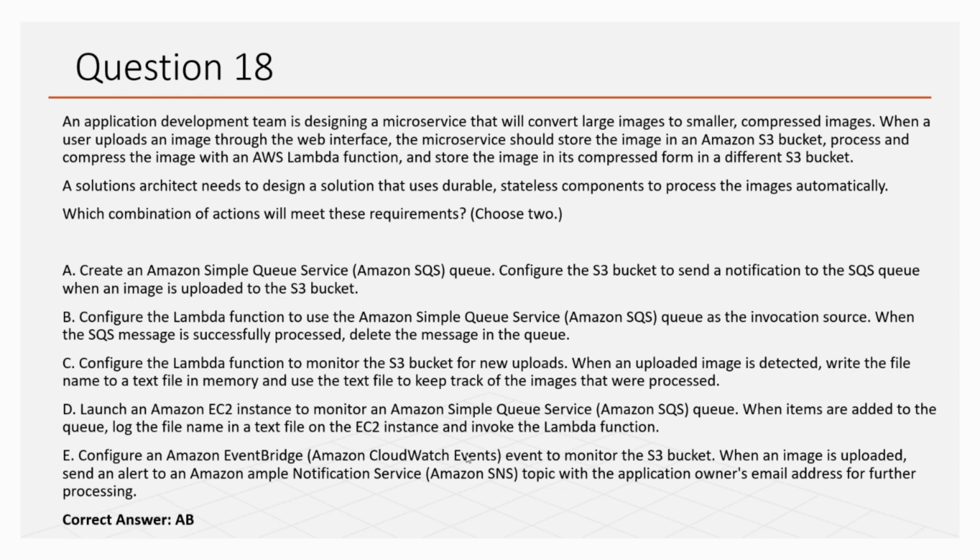And the correct options are A and B. That is, create an SQS queue, configure the S3 bucket to send a notification to the SQS queue when an image is uploaded to the S3 bucket. And option B is configure the Lambda function to use the SQS queue as the invocation source. When the SQS message is successfully processed, delete the message in the queue.